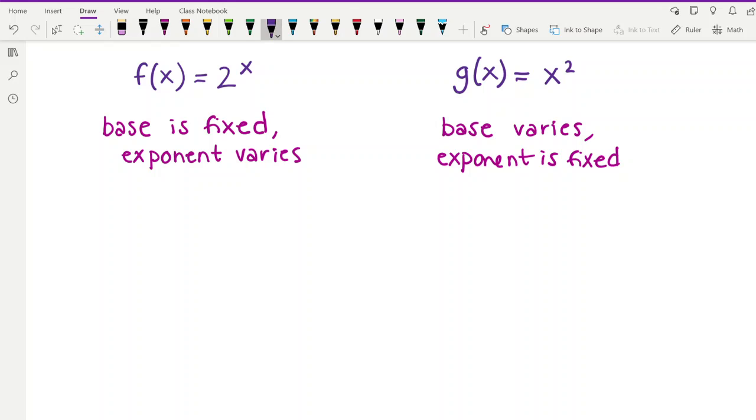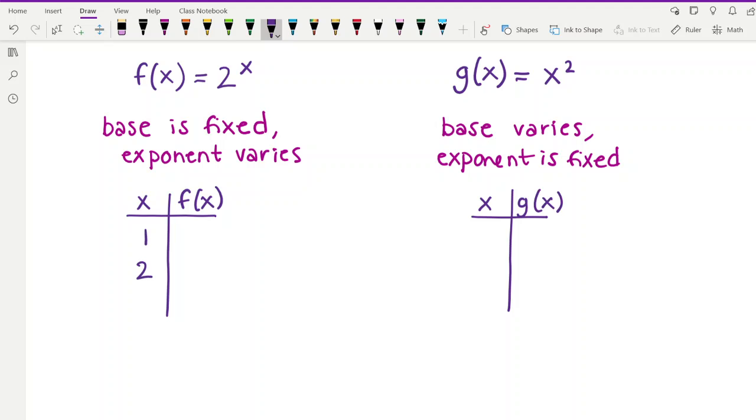So let's make a quick table to really drive home the difference between these two functions. For example, let's plug in 3 numbers, 1, 2, 3. What would it look like to evaluate this first function at 1? Well, that would be 2 to the 1, and 2 to the 1 is equal to 2. What about when we plug in 2? That would be 2 squared, which is equal to 4. And what about when we plug in 3? That would be 2 cubed, which is equal to 8.